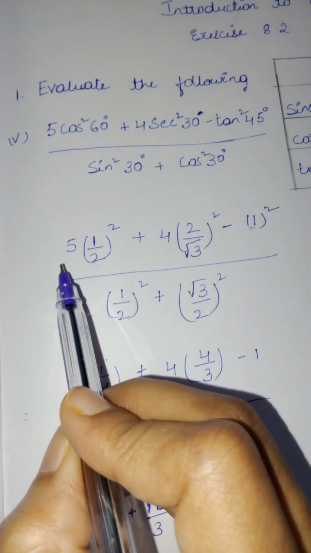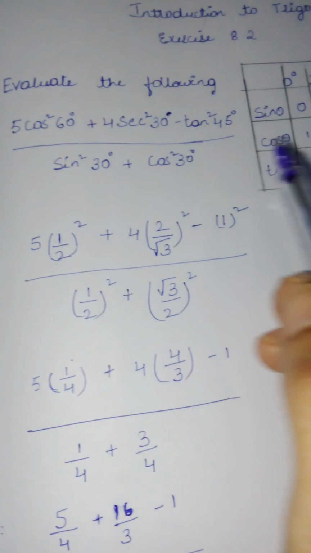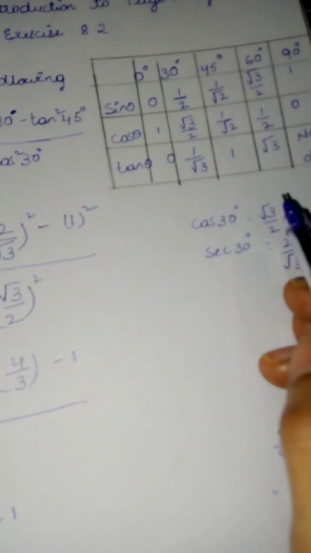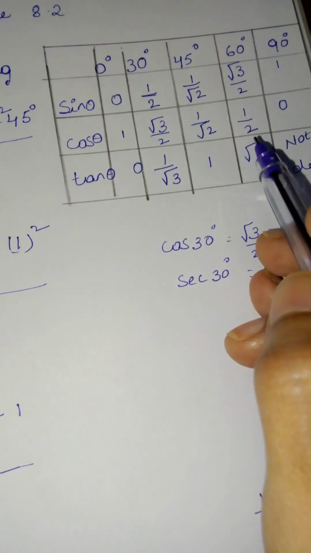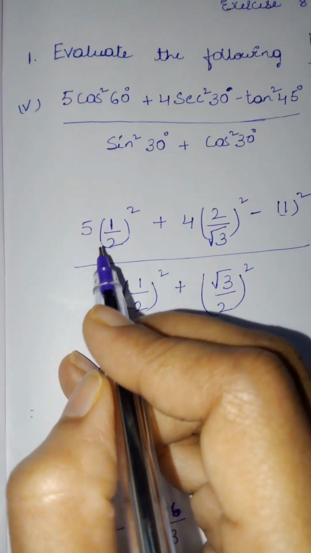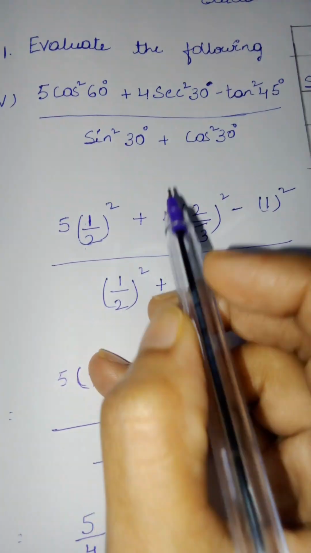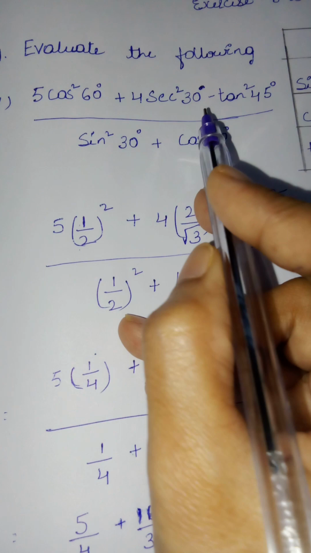So 5 into cos² 60. Here cos 60 is 1 upon 2. Cos² 60 will be (1 upon 2) whole square, plus 4 sec² 30.